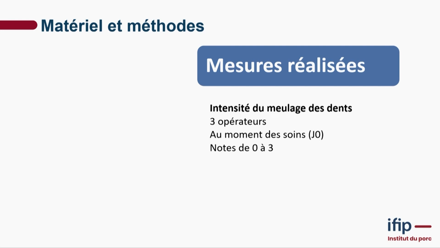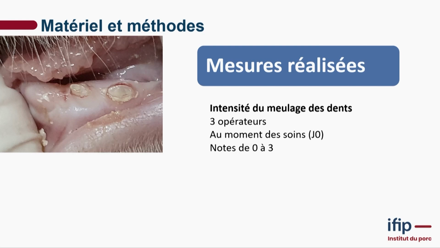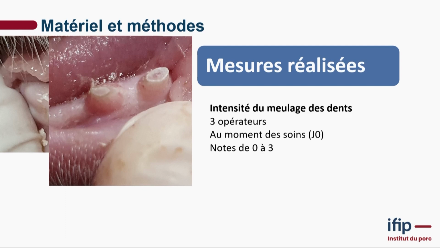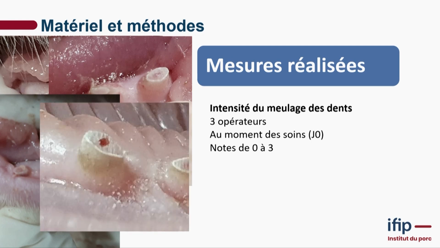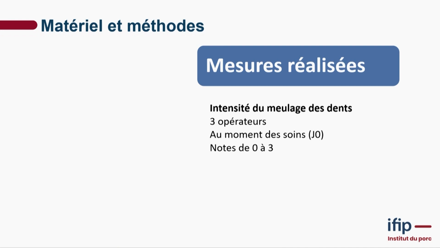Intensity of trimming: 3 operators helped us with the trimming, and the scores went from 0 to 3. I'll show you a few pictures to show you the scale. 0, the objective of trimming, is very little trimming. 1 is slightly more marked trimming, but not at the top. And then 3, bleeding of the other teeth.